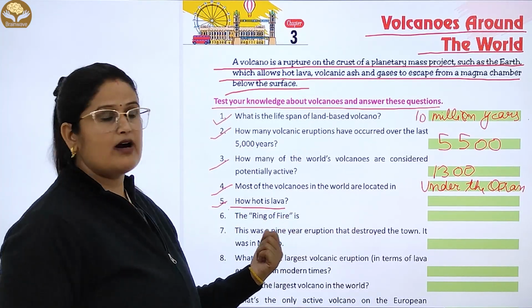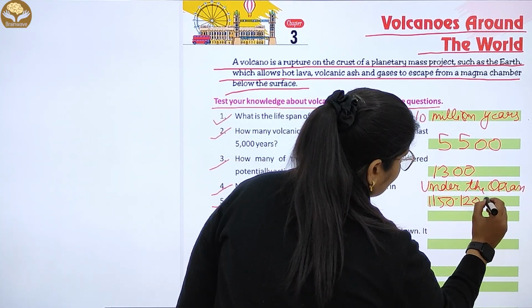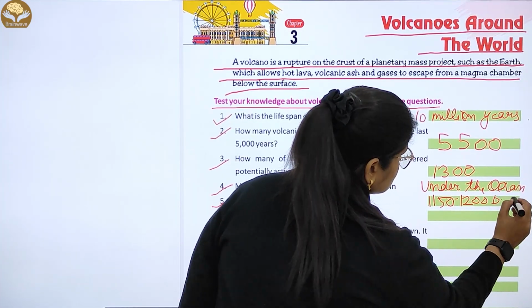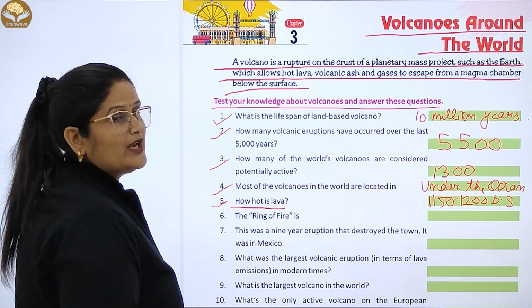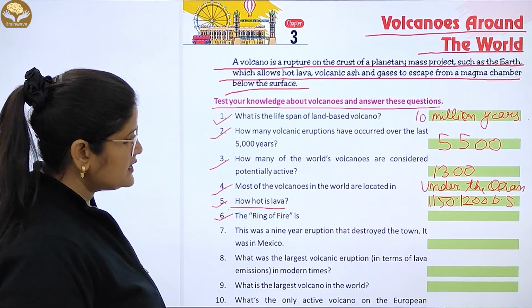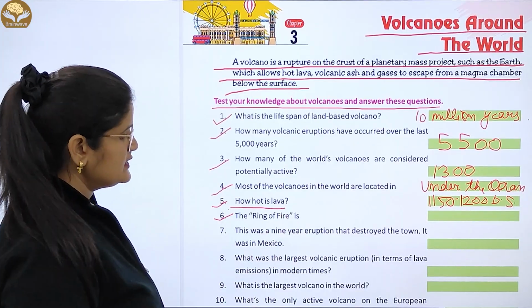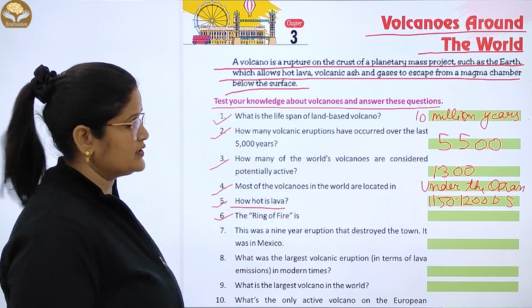How hot is lava? This is 1150, 1200 degrees Celsius. Okay, 1200 degrees Celsius. The Ring of Fire is a circle of volcanoes that surrounds the Pacific Ocean.